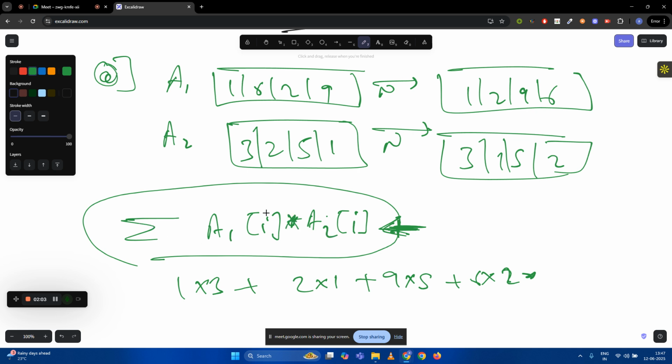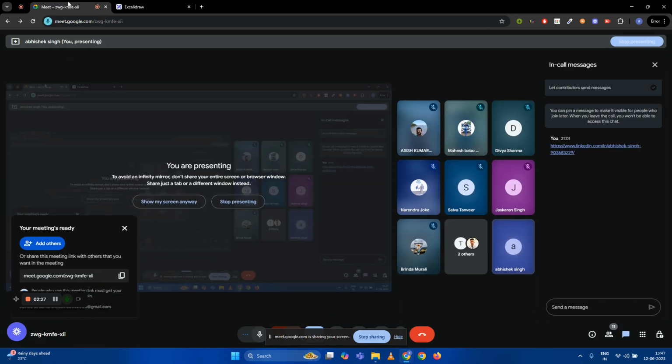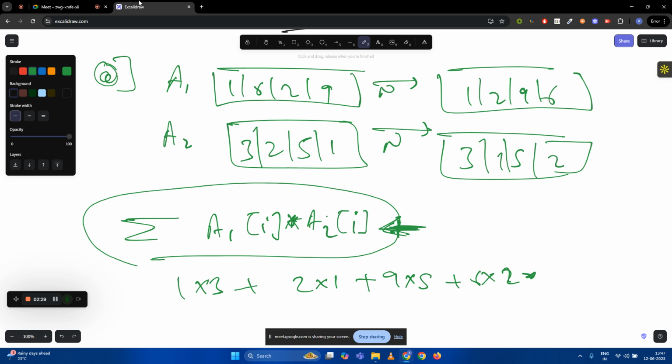So take your time. Everyone is able to understand, right? Everyone understood the problem statement, right? Anyone who is not able to understand, you can ask again. Is everyone clear with the problem statement?